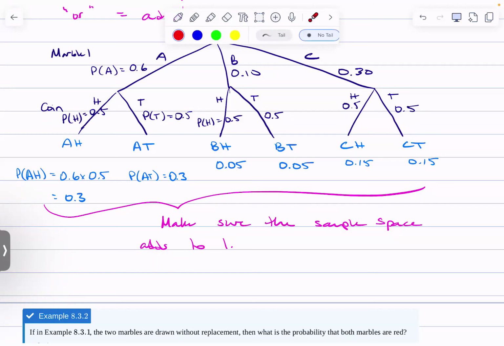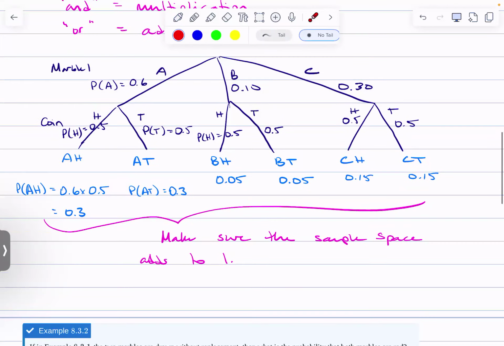Another reason that is because A and H or A and T or B and H or B and T. So when I link these with ors, right, then I'm going to add up those probabilities. Now, if I'm kind of oring my way through all the possible outcomes, they should add to 1.